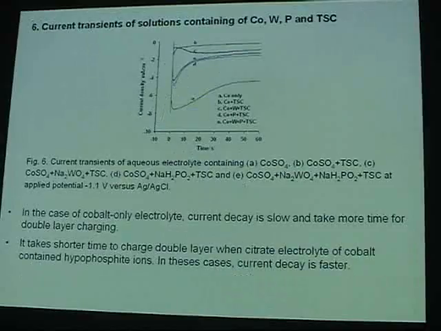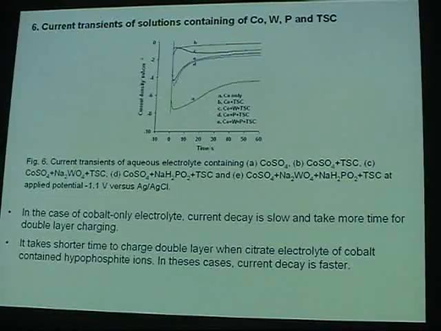This is the current transient of solutions containing cobalt, cobalt tungsten, cobalt phosphorus, and cobalt tungsten phosphorus. In the current transient, we step the potential from open circuit potential to a potential where the deposition occurs.